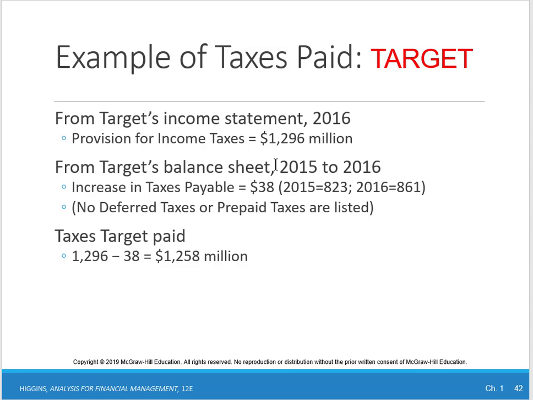So here we have from Target, their income statement for 2016. They say they paid $1.296 million in taxes. On the balance sheet, the increase in taxes payable was $38 million. There was no deferred taxes or prepaid taxes, and so you just subtract them. So the actual tax paid was $1.258 million. So again, we can calculate the actual tax paid by using this little mechanism.